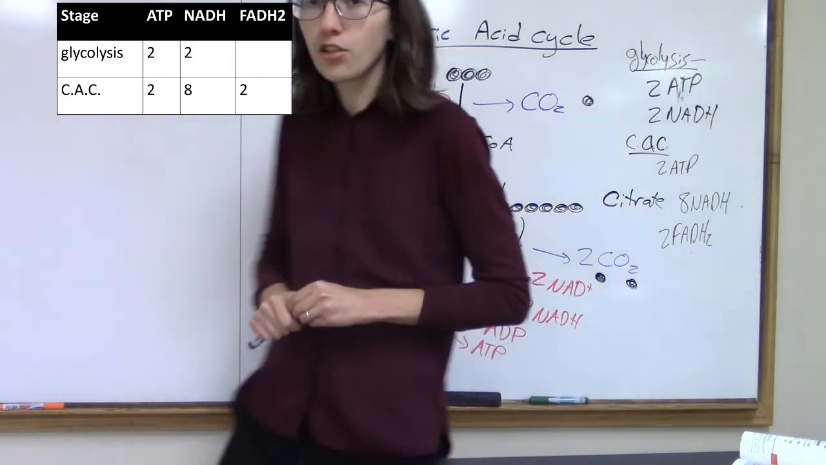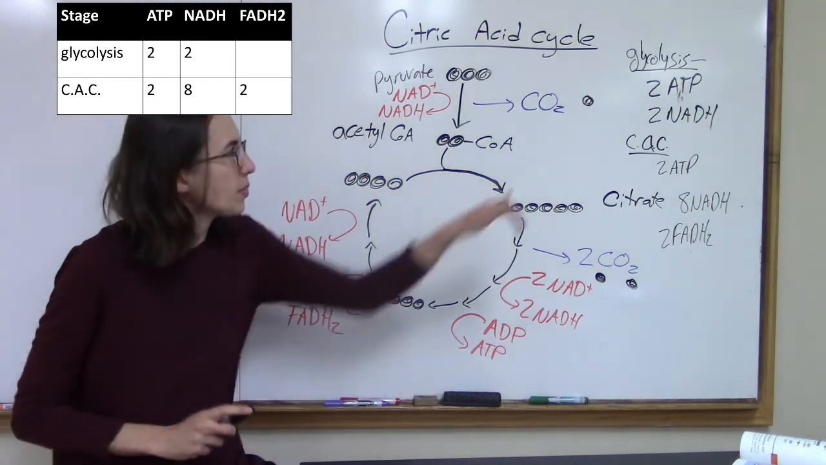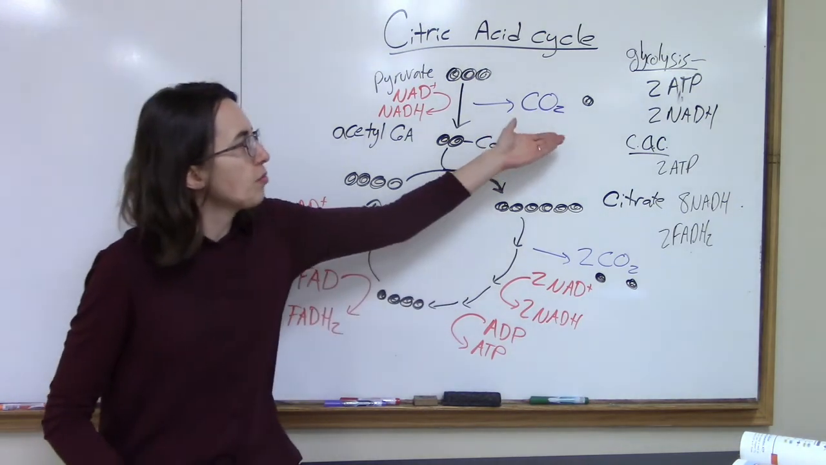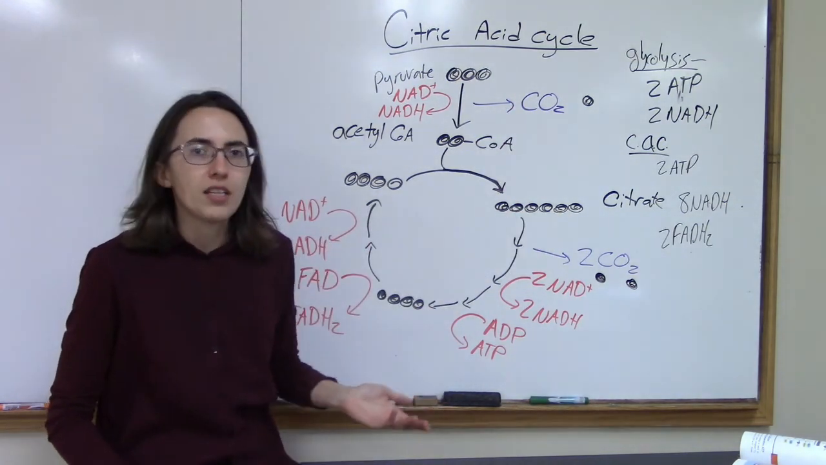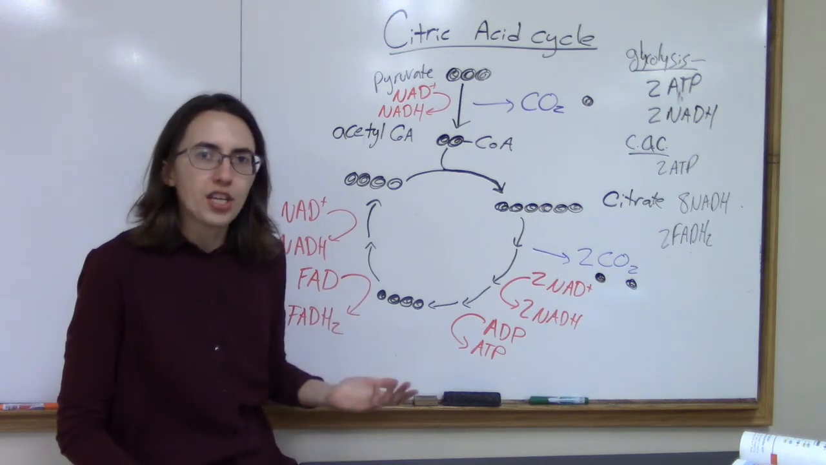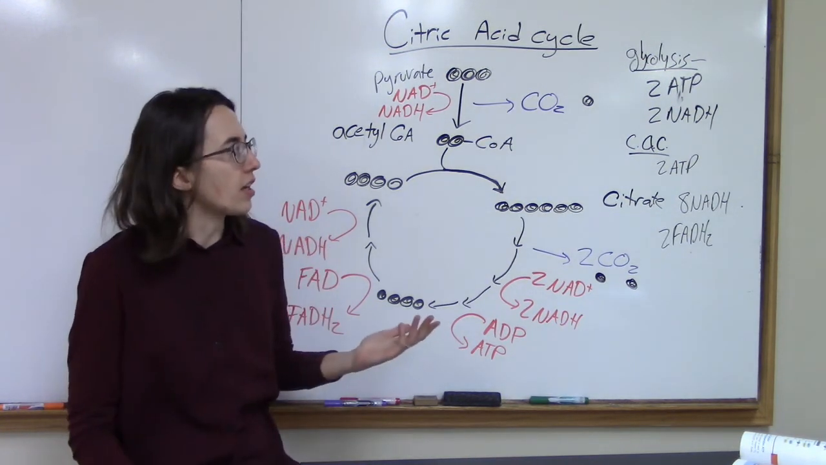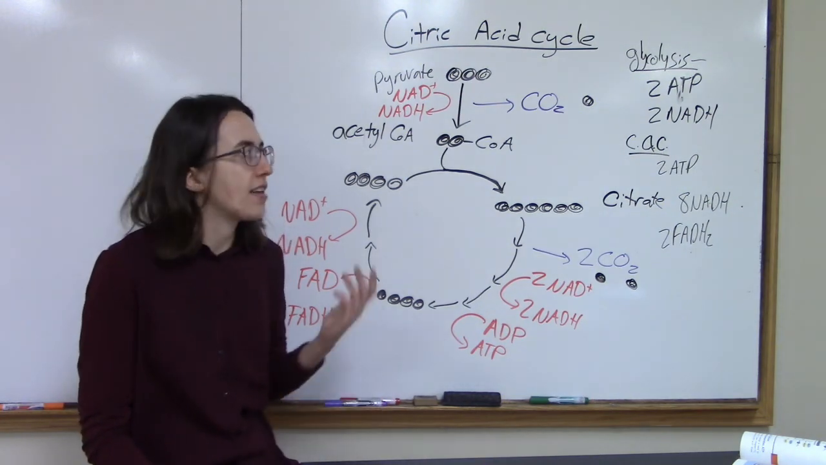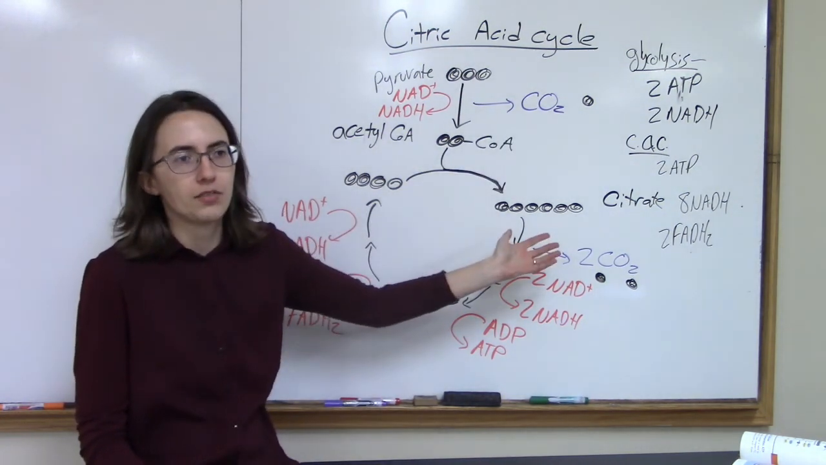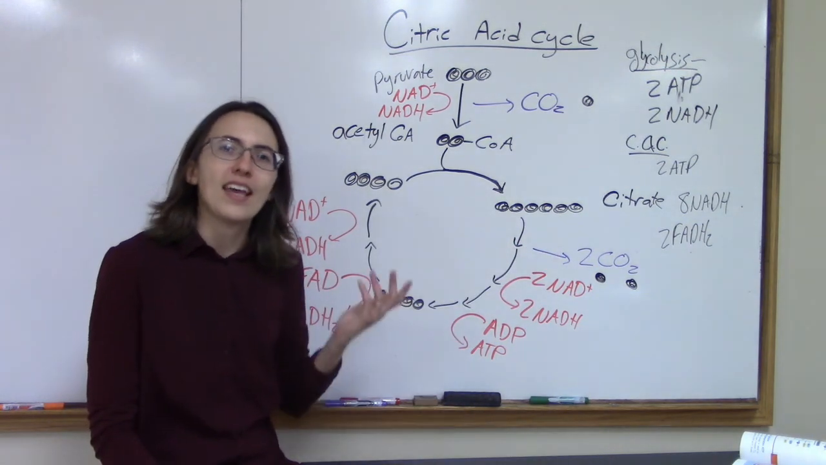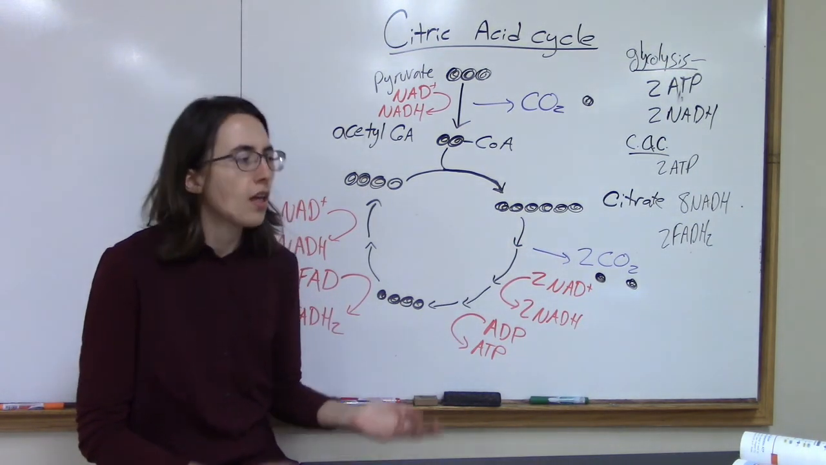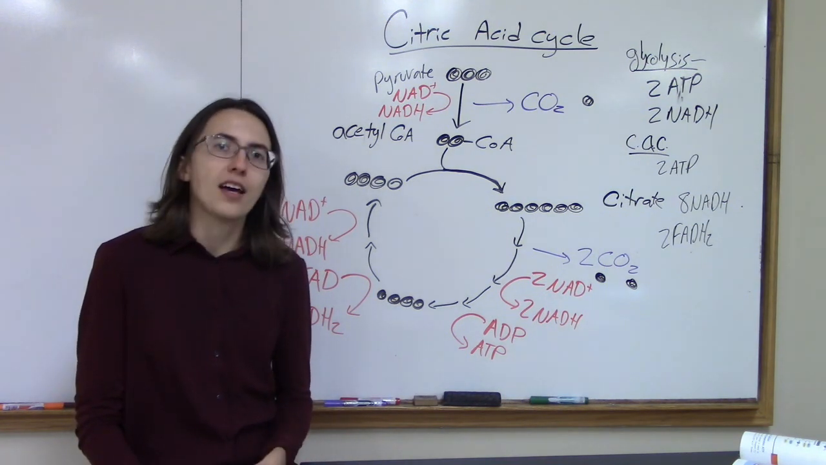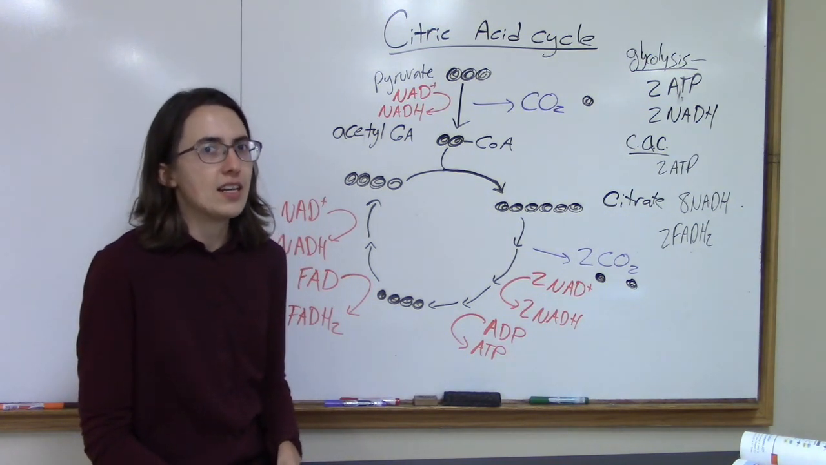All of these are high energy molecules, but only the ATP can be used by most enzymes. So we've got this problem, which is we're accumulating NADHs and FADH2s. They have a lot of energy, but they can't be used for anything. So the next part of cellular respiration is how to get the energy out of those NADHs, out of those FADH2s, and convert it into ATP. That's going to be accomplished using the electron transport chain, and that's what we're going to talk about in the next video.